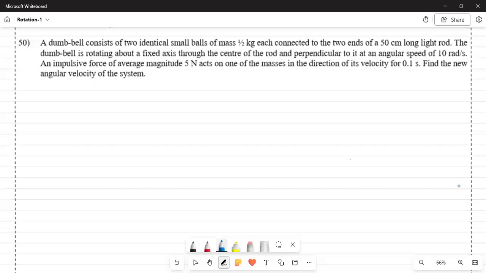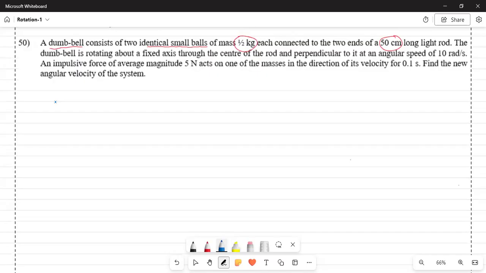Now you take problem number 50 of your textbook. It says a dumbbell consists of two identical small balls of mass half kg each, connected to the two ends of a 50 centimeter long light rod. The rod is light, so we don't have to consider the rod in the system.